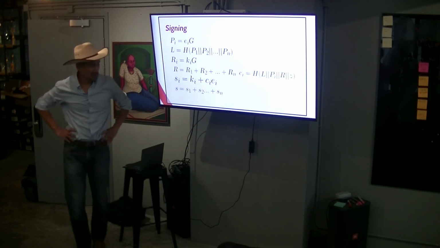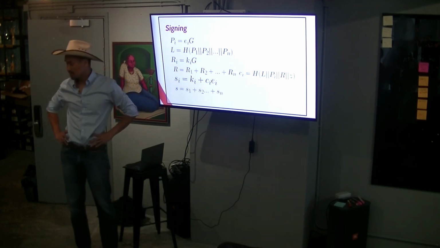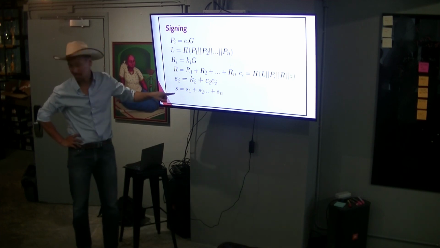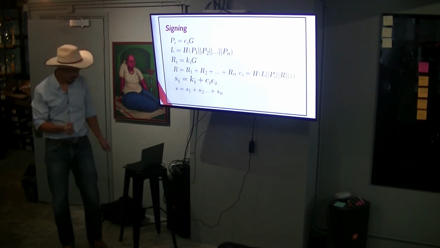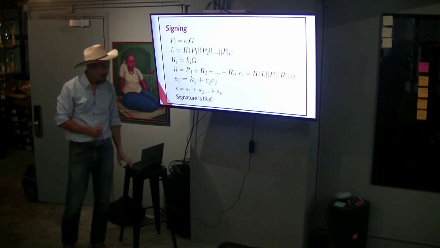And S is just going to be the sum of all the S sub i's, right? And that's R and S. That's the aggregated signature. And amazingly, it turns out that this will work.